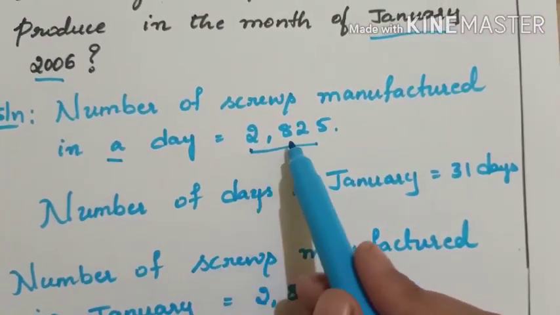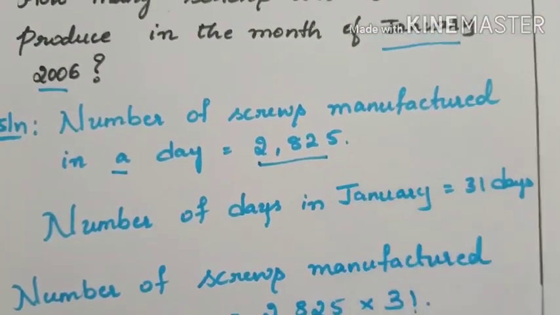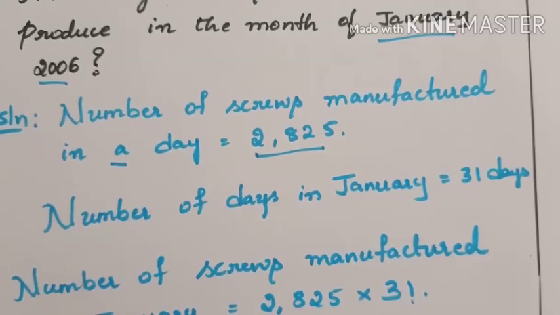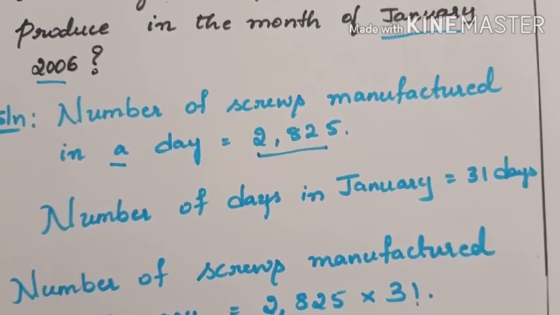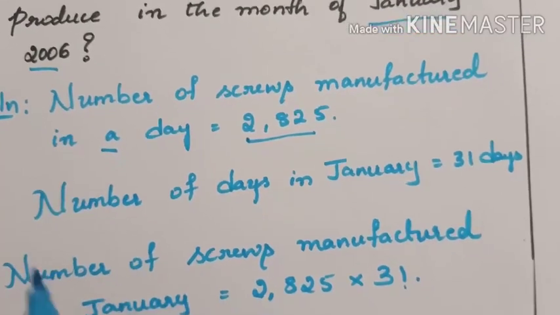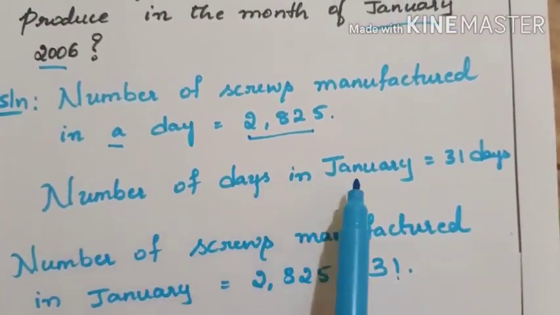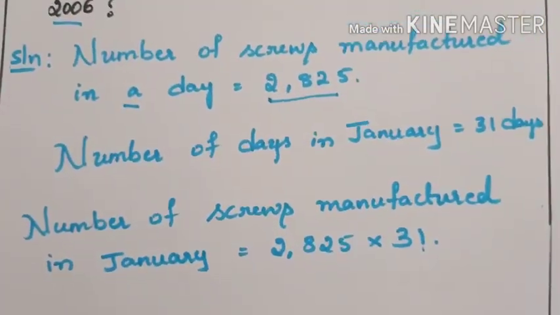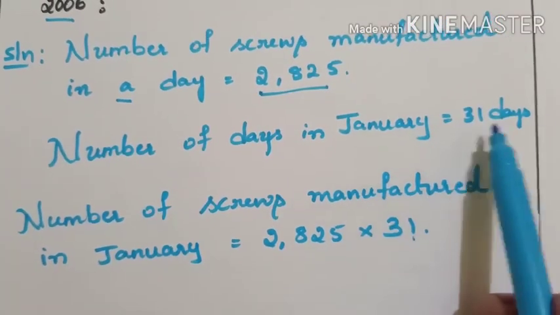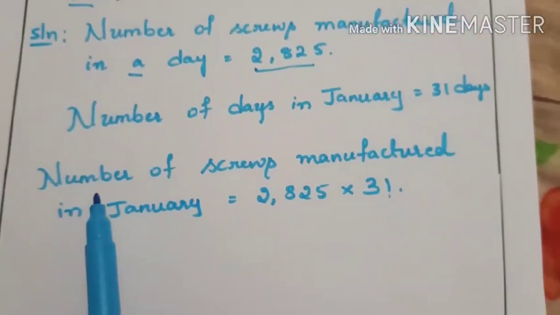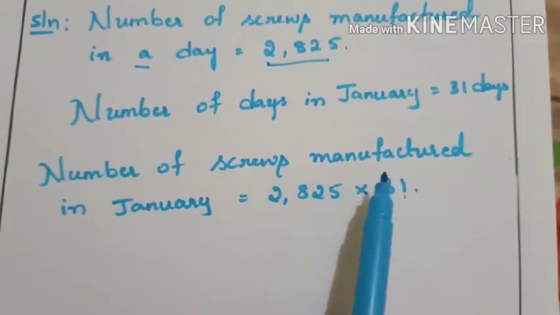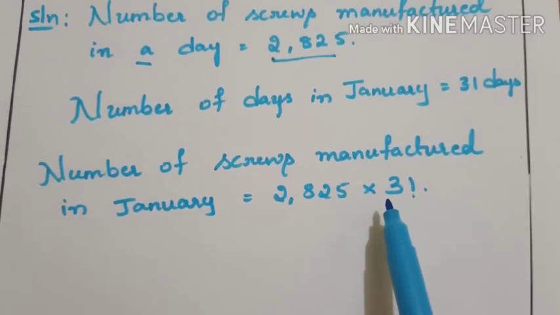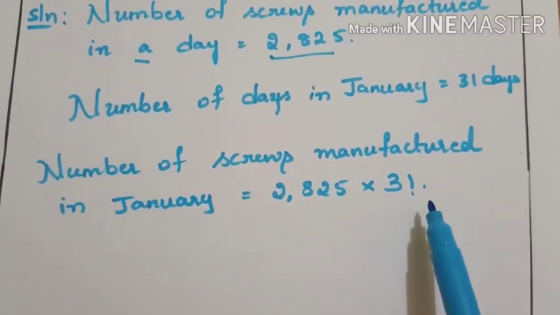A day means for one day. Since they are asking us to find out what is the total number of screws manufactured in the month of January, we should know the number of days in January. Number of days in January is equal to 31 days, right? You can verify it with the calendar also. January has 31 days. Then now we should find out number of screws manufactured in January. For one day it is 2,825. Then to find out for 31 days, just multiply it with 31.